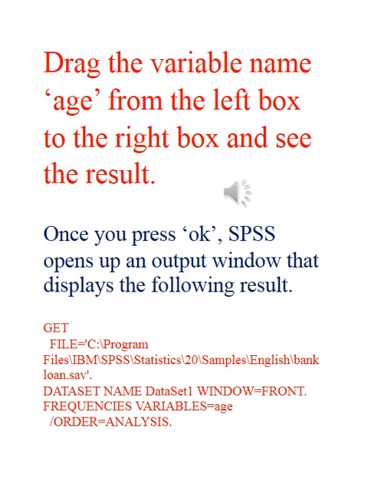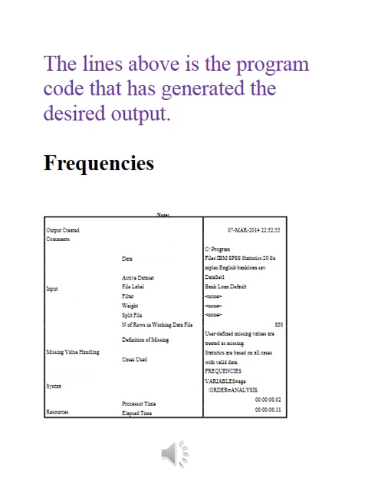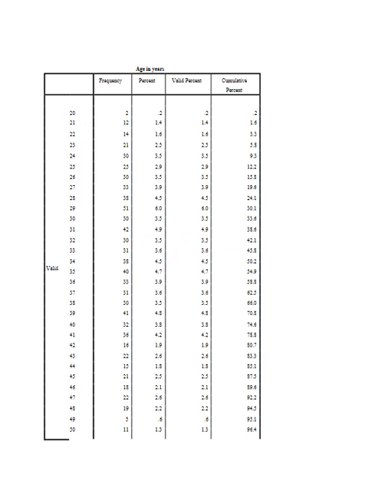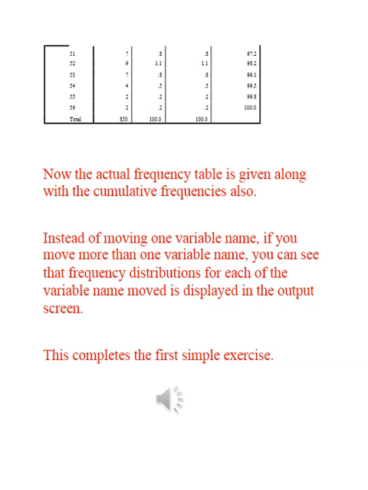Once you press OK, SPSS opens up an output window that displays the following result. The lines above is the program code that has generated the desired output. Frequencies. The above table shows that 850 values were considered for forming the frequency table and no value is reported missing. Instead of moving one variable name, if you move more than one variable name, you can see that frequency distributions for each of the variable name moved is displayed in the output screen. This completes the first simple exercise.